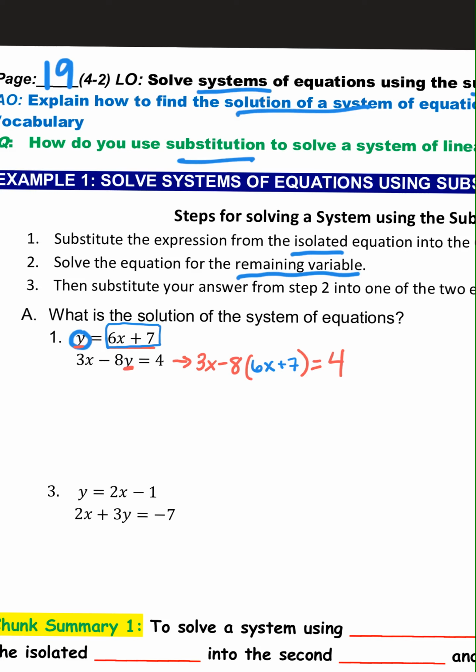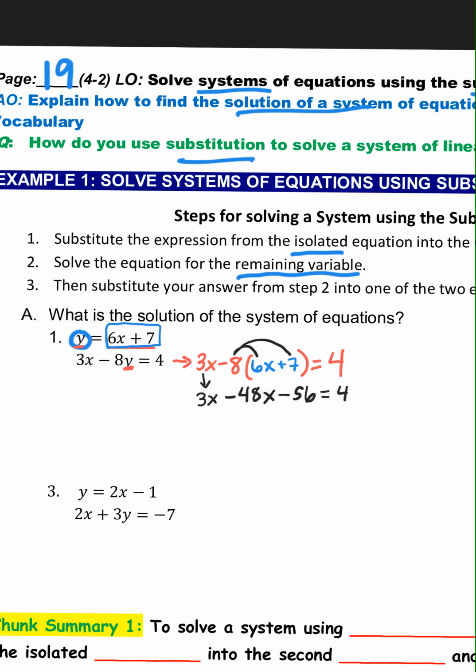Now I'm going to use my steps for solving multiple step equations. If you guys recall, the first step to solving a multiple step equation is always to distribute. So I'm not going to combine this 3x and this 8 because they're not like terms. Instead, I'm going to distribute. So I know that negative 8 times 6 is negative 48x. I also know that negative 8 times 7 is negative 56. And then I'm going to bring down this 3x, and I'm going to bring down the equals 4.